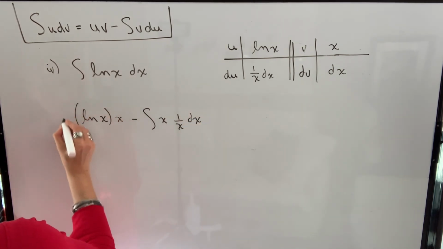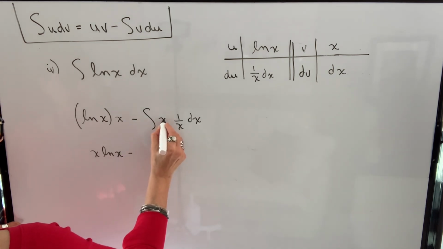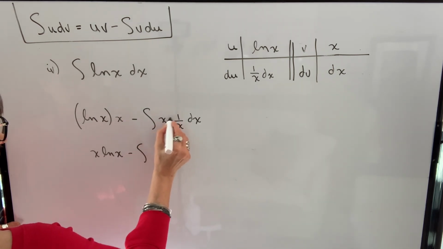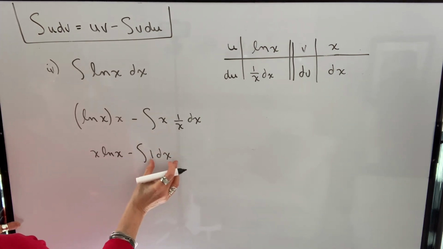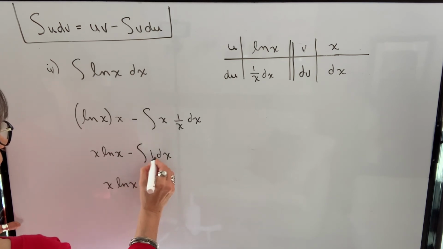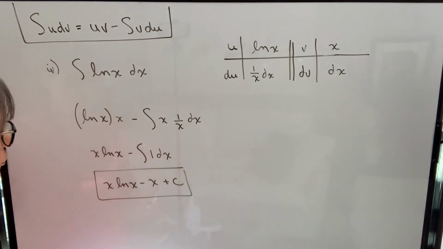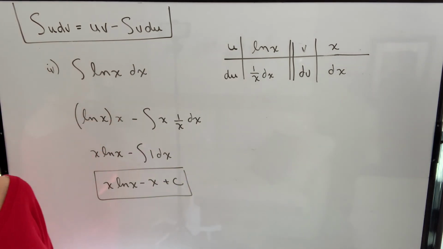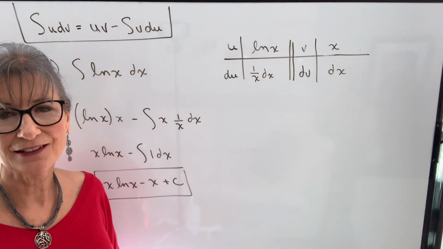Clean it up, put that x out front, then you don't need the brackets. Simplify, x times 1/x is just a 1. I now can integrate this. So the integral of 1 dx is just x. So it's a bit of an unusual question because you don't have a product of two functions, but this method allows us to integrate that.